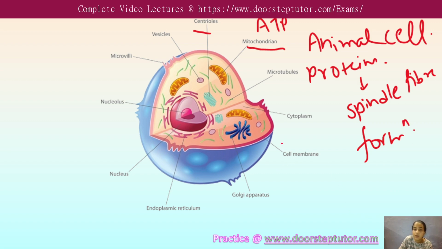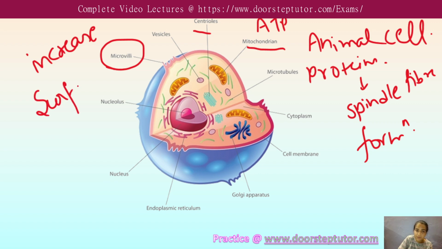Now, we know that microvilli are structures present on the surface of the cell. What does microvilli do? It helps in increasing surface area so that the enzymatic process can be facilitated. Endoplasmic reticulum is also present here near the nucleus. Now we will discuss these organelles one by one.